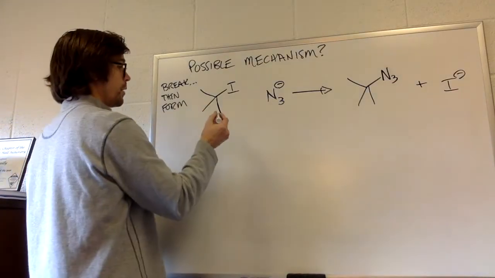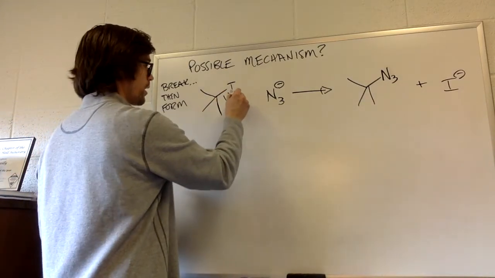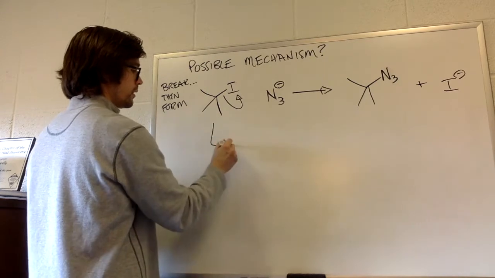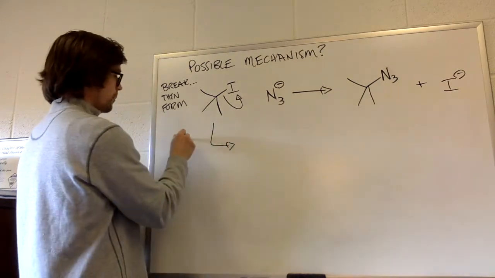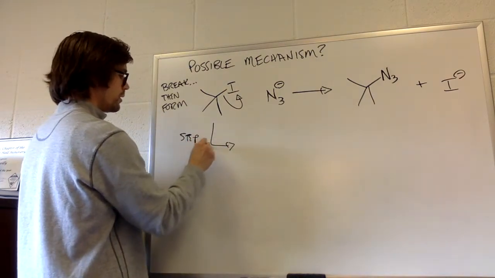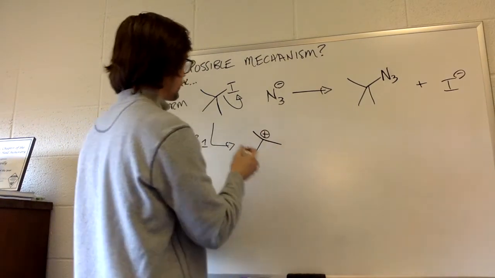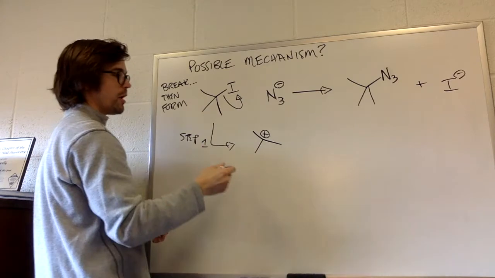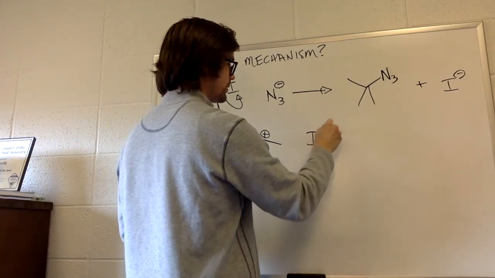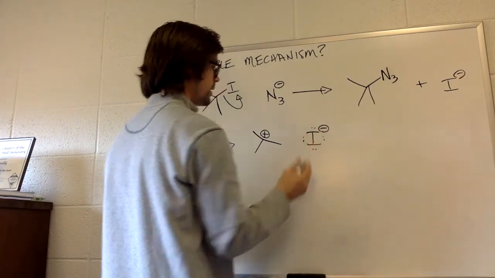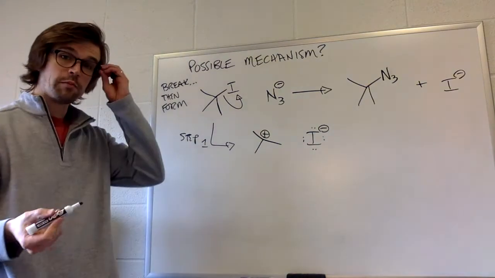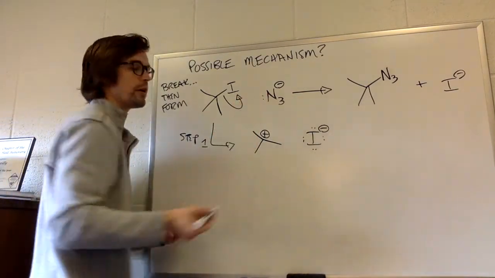So in this way, we would break our carbon iodide bond. That would produce, so this is step 1. Step 1. That would produce this carbocation intermediate, because the carbon there lost a bond. We would have I minus, and then we also have N3 minus. So all of that stuff is floating around in solution.